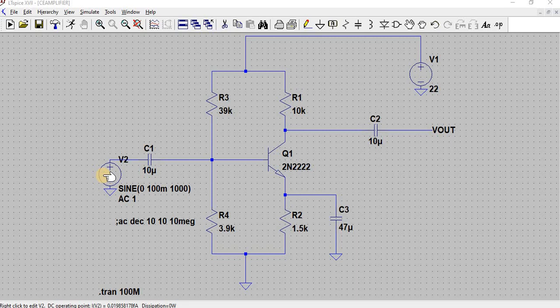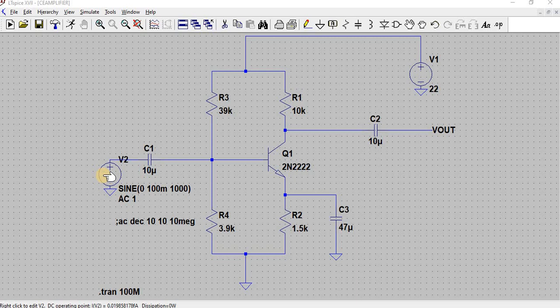Here we have three different configurations: common base, common emitter and common collector. The common base can be used to amplify the voltage, whereas in the common emitter the current gets amplified because IC is equal to beta into IE. And then, what is the need for biasing?